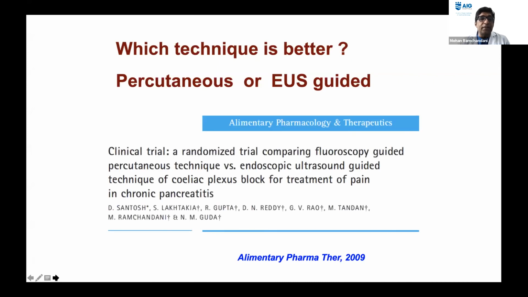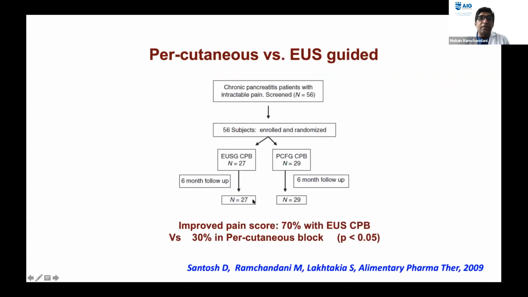We did a randomized control trial a long time back in 2009 and included 27 patients in each group, with EUS-guided celiac plexus block versus percutaneous fluoroscopic-guided celiac plexus block, and found that the pain score improvement was much better with EUS-guided celiac plexus block as compared to percutaneous block.